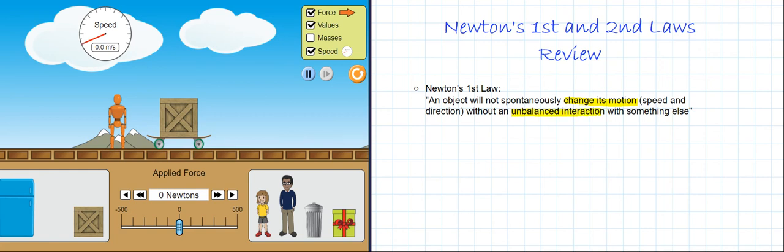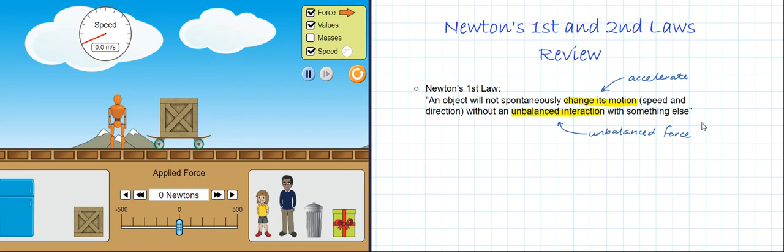So a change in motion, a synonym that we could use for that phrase is accelerate. And a synonym for the term unbalanced interaction might be unbalanced force or unchallenged force. So another way we might say this statement is, an object will not spontaneously accelerate without an unbalanced force exerted on it.